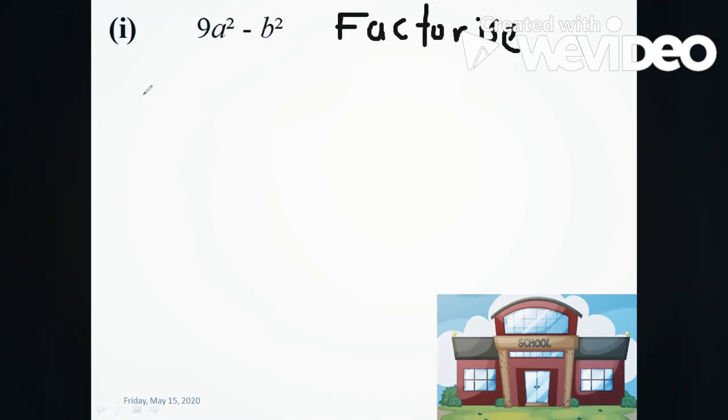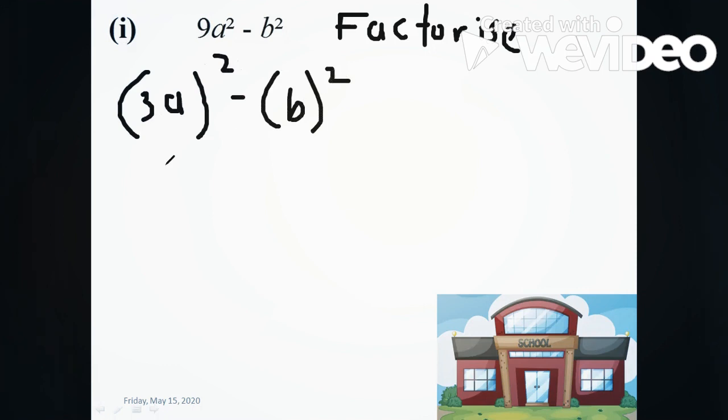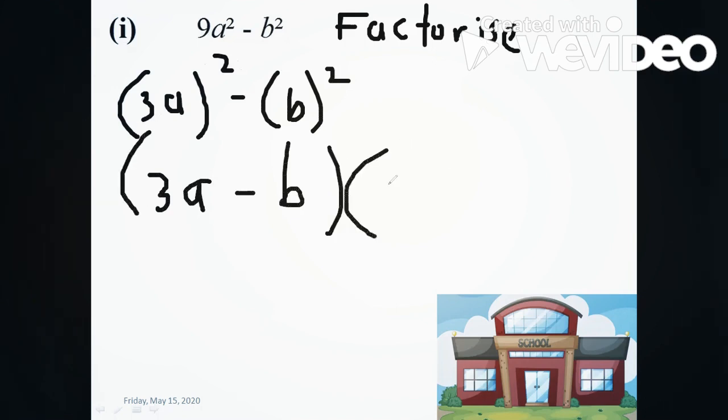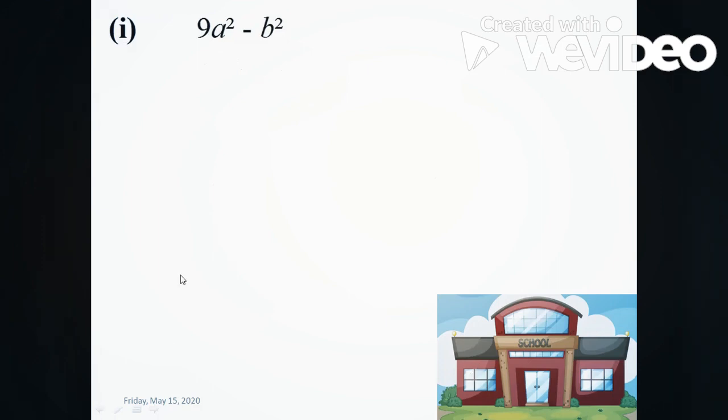So that's going to be 3a squared subtract b squared. Let me write that again. 3a squared subtract b squared. So the answer is 3a minus b times 3a plus b. There you go. All right. Let's look at our next challenge.